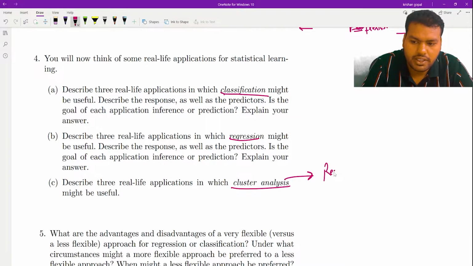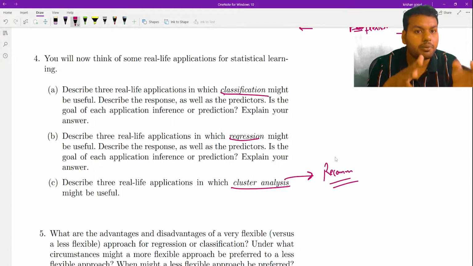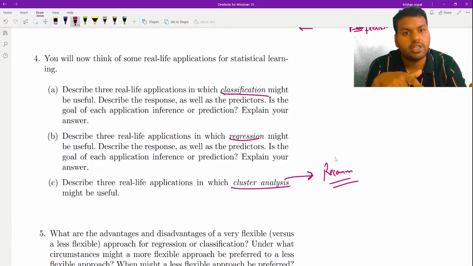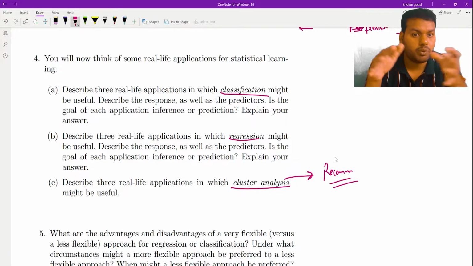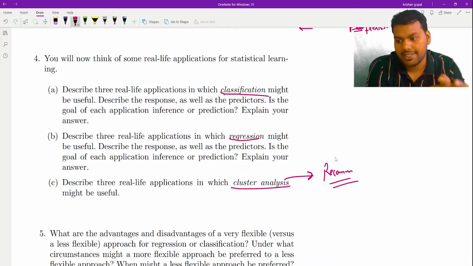The first thing that comes to my mind is the recommendation system, because in a recommendation system I'm collecting the similar profiles of people who are watching romantic movies and who are watching thriller movies. That kind of data I'm collecting, I'm making clusters, so it is an application of cluster analysis.